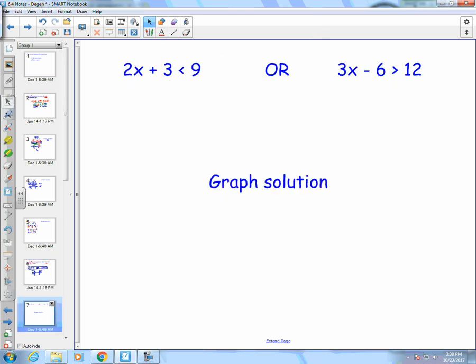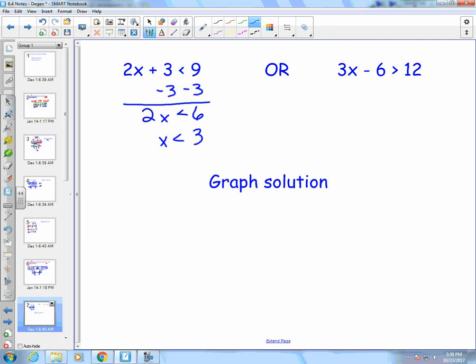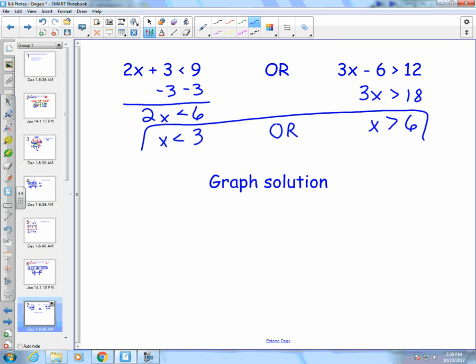If we are given some algebra to do as 2x plus 3 is less than 9 or 3x minus 6 is greater than 12, solve these two inequalities independently. So we're going to subtract 3 on both so that we get 2x is less than 6, therefore x is less than 3. And over on this one we'll have our 3x is greater than 18 and x is greater than 6. Bring down that word or in between, and x less than 3 or x greater than 6 is the final answer for your compound statement.